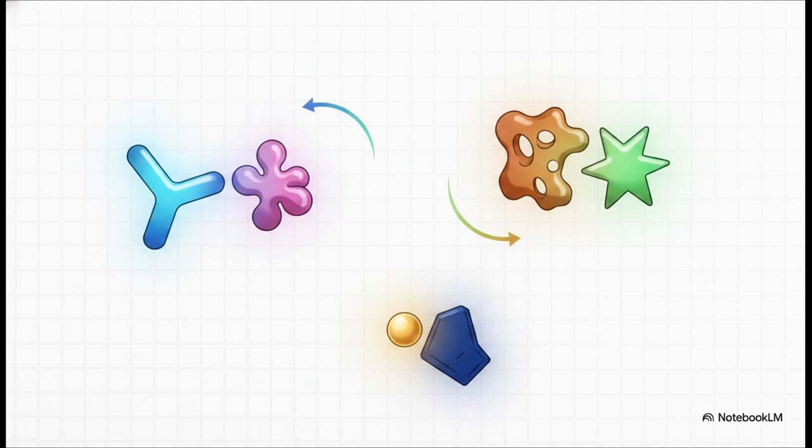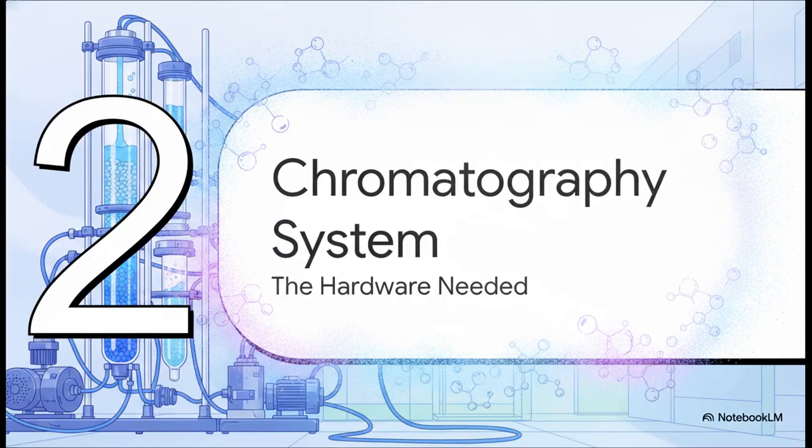But here's the real kicker. The absolute secret sauce of this whole technique. These interactions are reversible. We can trigger them to grab on and then, whenever we're ready, command them to let go. To actually harness all this, we need the right hardware. Which brings us to Section 2, the chromatography system.